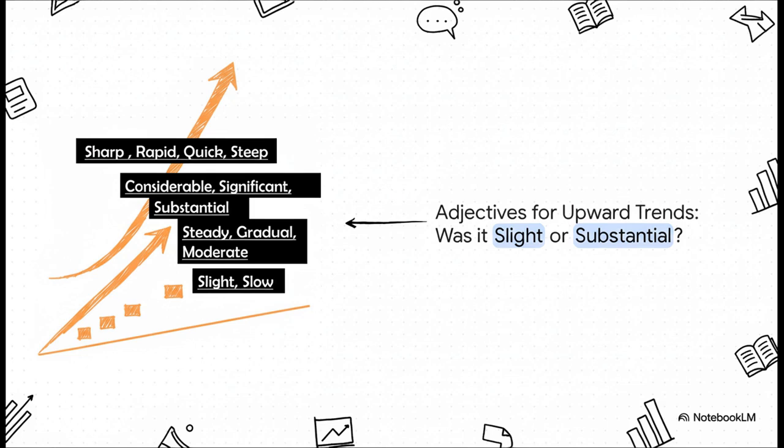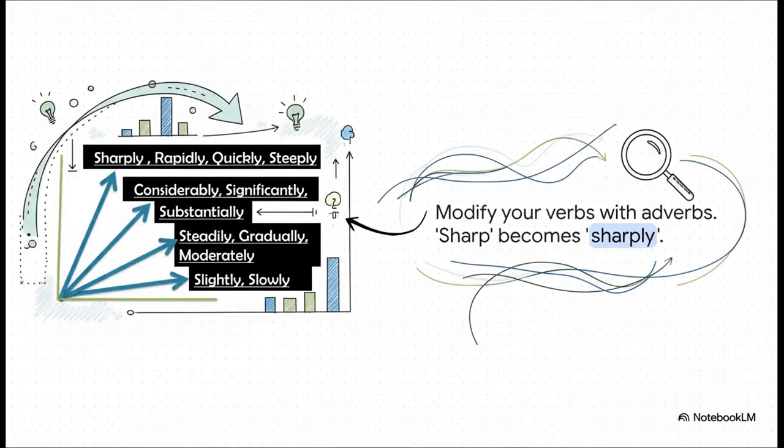Every single one of these words paints a completely different picture of the exact same movement. And here's where it all clicks together. We just take those adjectives we learned, tack on an ly, and boom, we have adverbs. Sharp becomes sharply, gradual becomes gradually. So now we can modify our verbs. Sales didn't just increase, they increased considerably. Profits didn't just grow, they grew steadily. See how we're combining these tools to build much more powerful and precise descriptions?